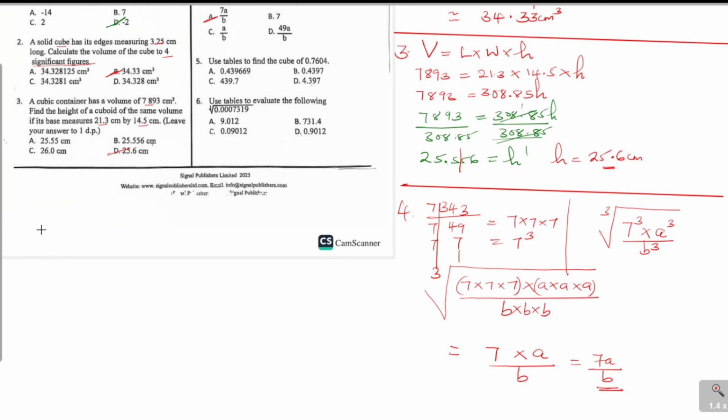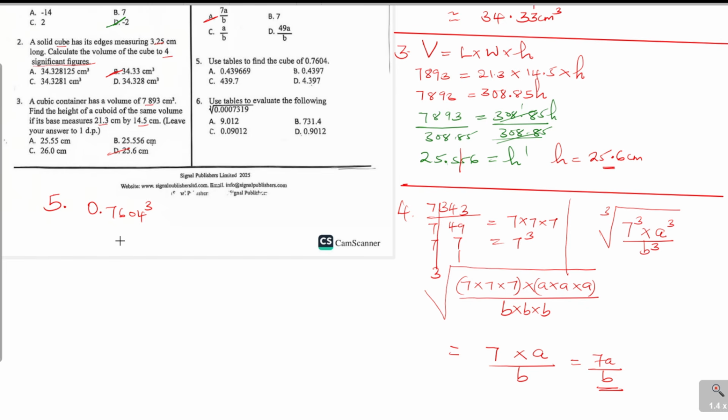We go to question 5. So I'll do question 5 here. You're supposed to find the cube of 0.7604. That is question 5. So cube means you're getting 0.7604 cubed.